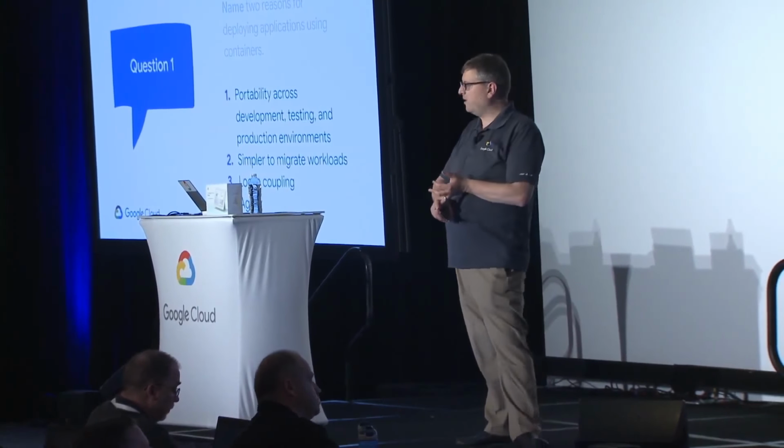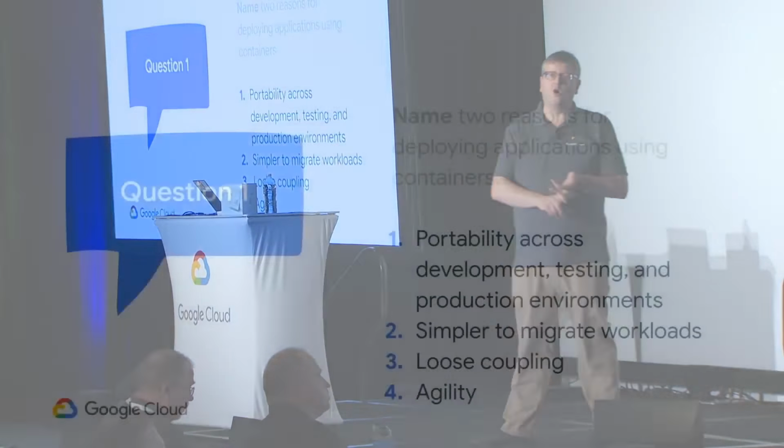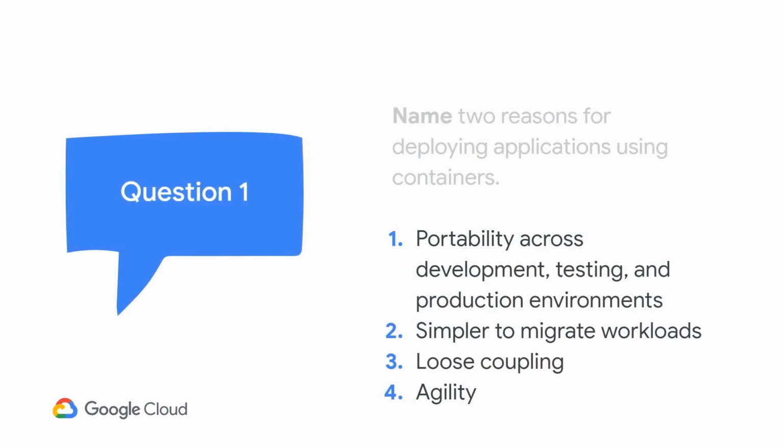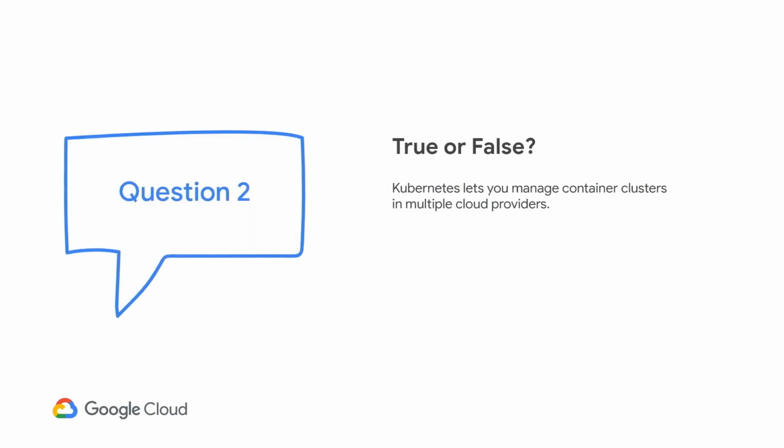Simpler to migrate workloads. Building a lot of small components that make up a big application rather than big monolithic applications, and being very agile. It helps with the agility of building things. Kubernetes lets me manage clusters in multiple cloud providers?